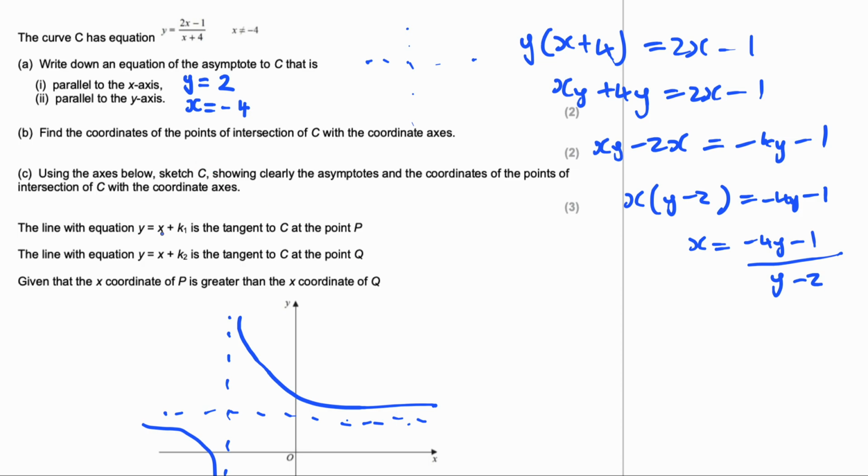Okay, so y equals x has a gradient of 1. Hang on, let me check this. When x is, this was the line y equals 2. This is line x equals minus 4. Yeah, I've got my graph wrong, hang on.